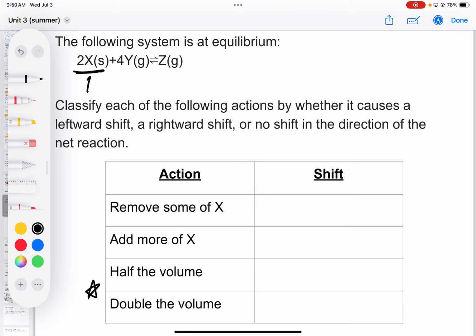So if you increase the amount of X, the reaction's not going to move in any direction. Okay? So changing the amount of a solid or liquid, unless you drop it below a certain threshold, is not going to affect how the reaction proceeds. So no shift.